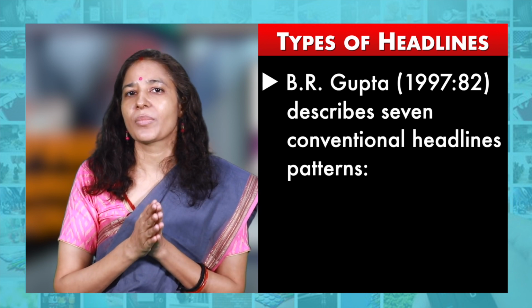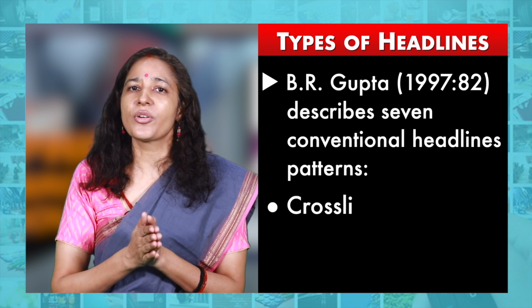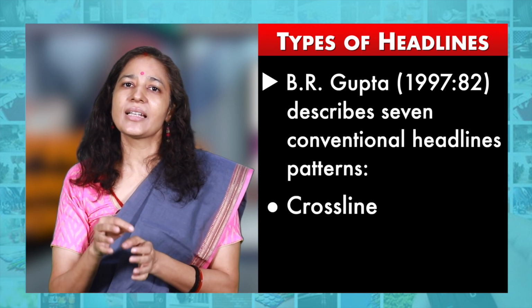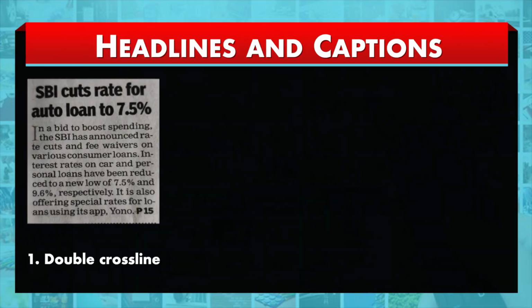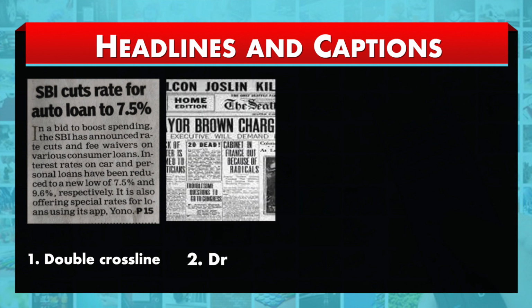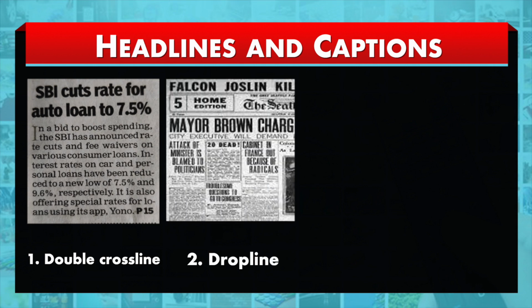Let's see those. The first one is cross-line, that is the single column headline in small types or fonts. When such a single column headline is given in 2 lines, it is called double cross line. The second one is drop line or stepped line. It is a multi-line headline where each succeeding line is indented with increased margin.